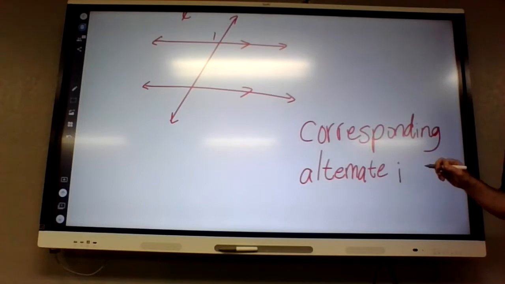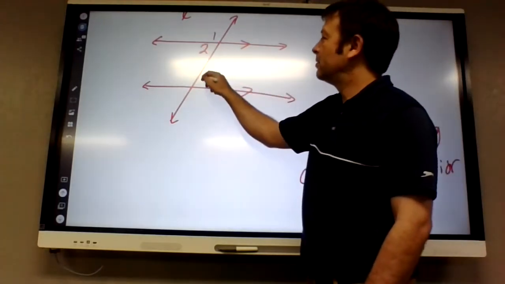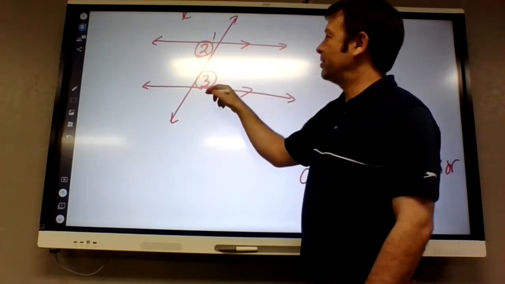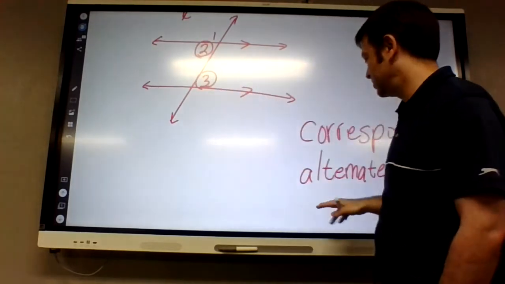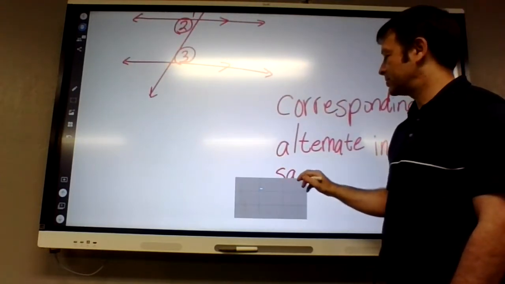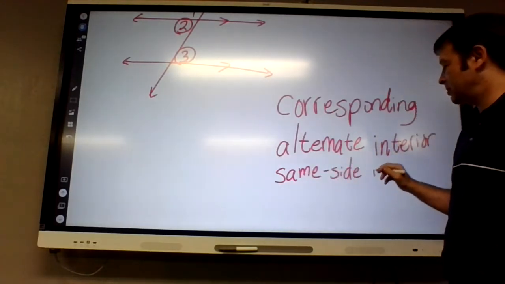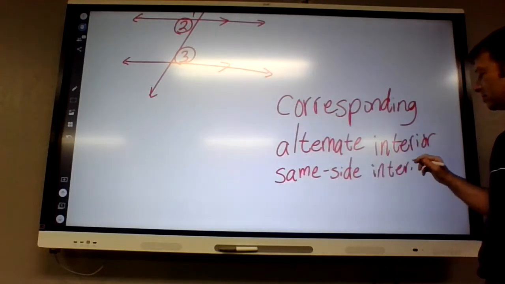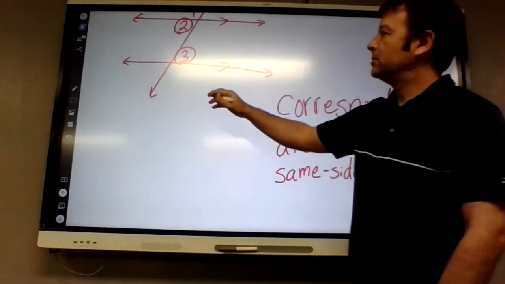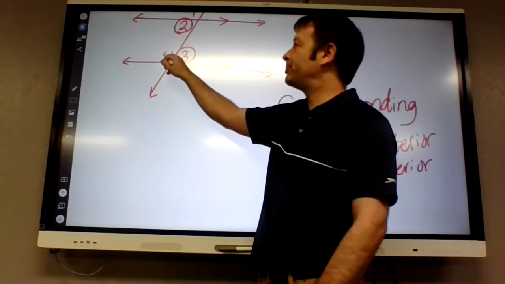Alternate interior angles are congruent. Okay. What else? Same side interior angles are supplementary. They add up to 180.